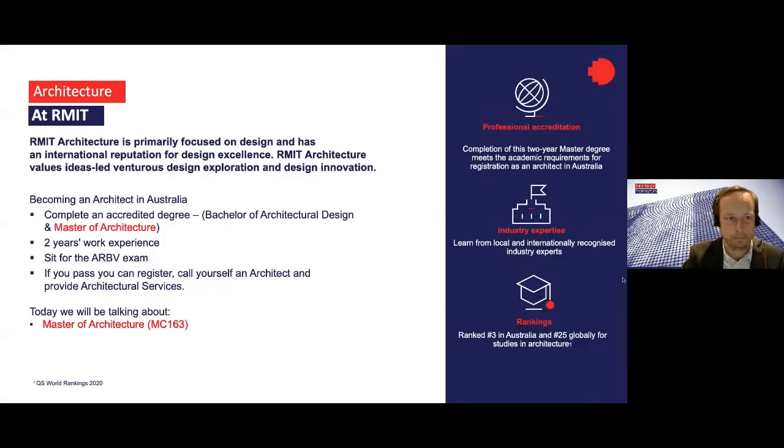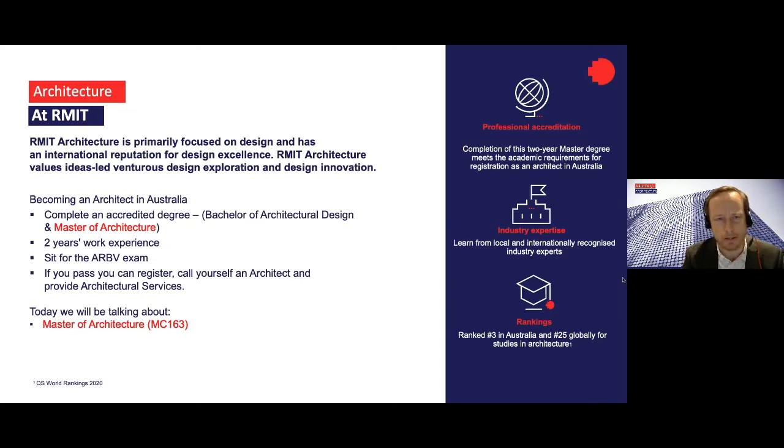Next slide, please. So I'm going to talk a little bit about RMIT architecture. There's a series of things that we think we do which is different to others in other programs in Australia and around the world. Perhaps one thing to consider is really the necessity for doing a Master of Architecture. If you're interested in applying, you probably already know some basic information.